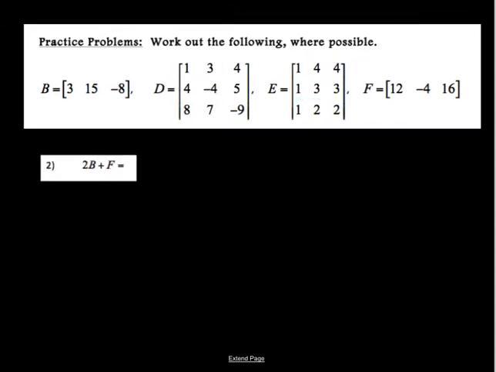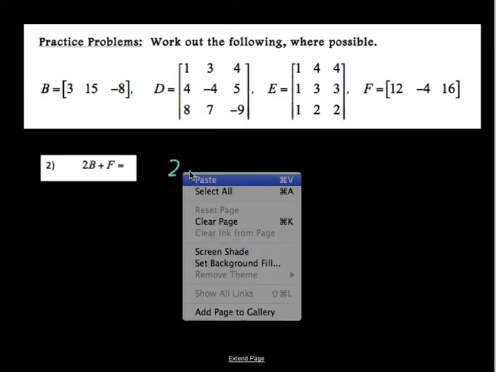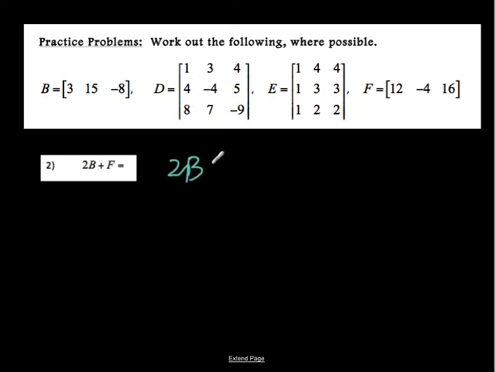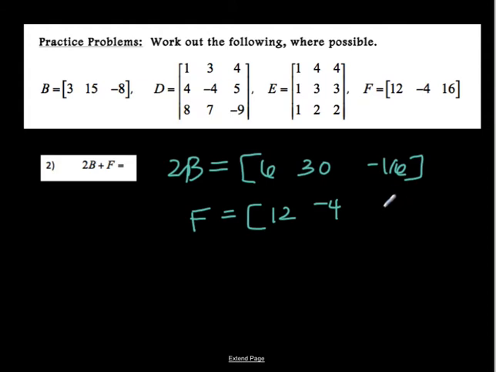Okay. Example 2, it says 2B plus F. Okay, so I need to figure out, well, what is 2B first? Okay, so 2B will equal, well, everything in B times 2. So I would have 6, 30, negative 16. And I'm going to add that to F. And F, I'm just going to rewrite it. It's going to give me 12, negative 4, 16. You don't have to rewrite it if you don't want to. This is a negative 16. Okay, now I'm going to add those together. 2B plus F.